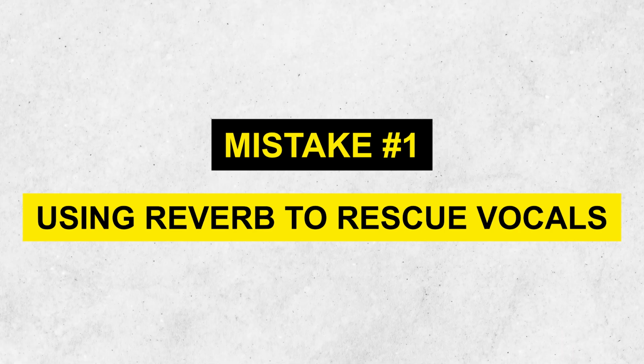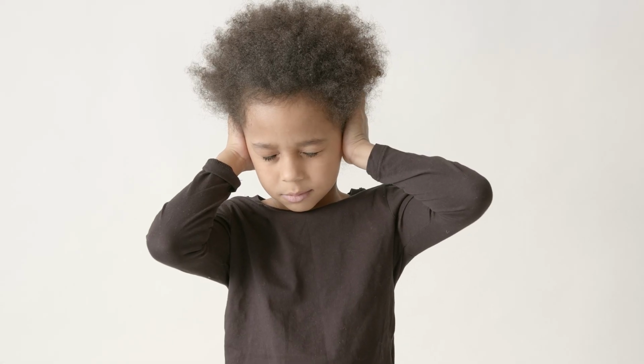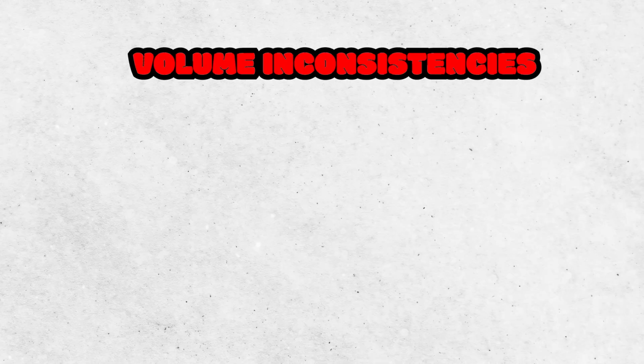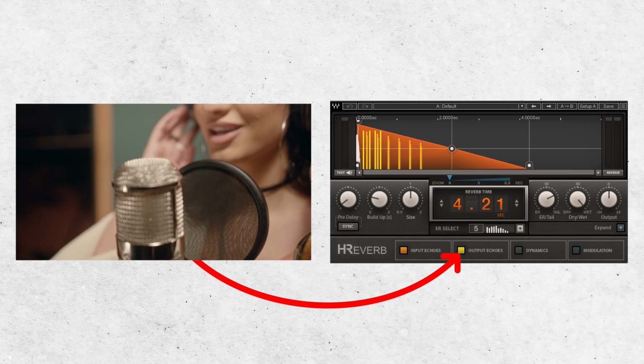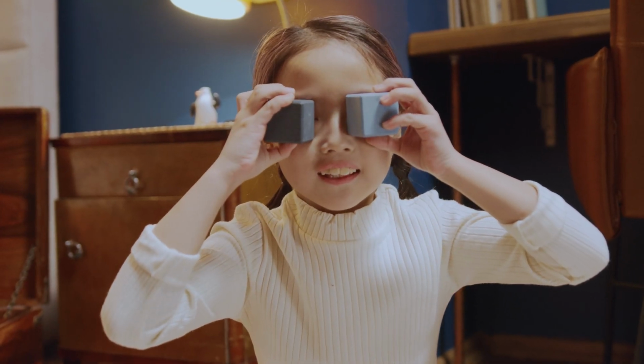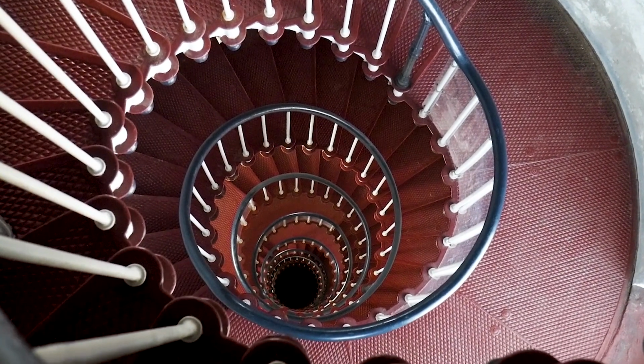A mistake that many amateurs make is they apply reverb to a vocal to cover up the problems with it while doing nothing to correct those problems in the first place. I'm talking about issues like volume inconsistencies, harsh sibilance, boominess, muddiness, and more. When you feed a vocal that has problems into a reverb, sometimes it can mask those problems, but it can also amplify them and make them worse, as now all of those problems are being placed into a reverberated environment.